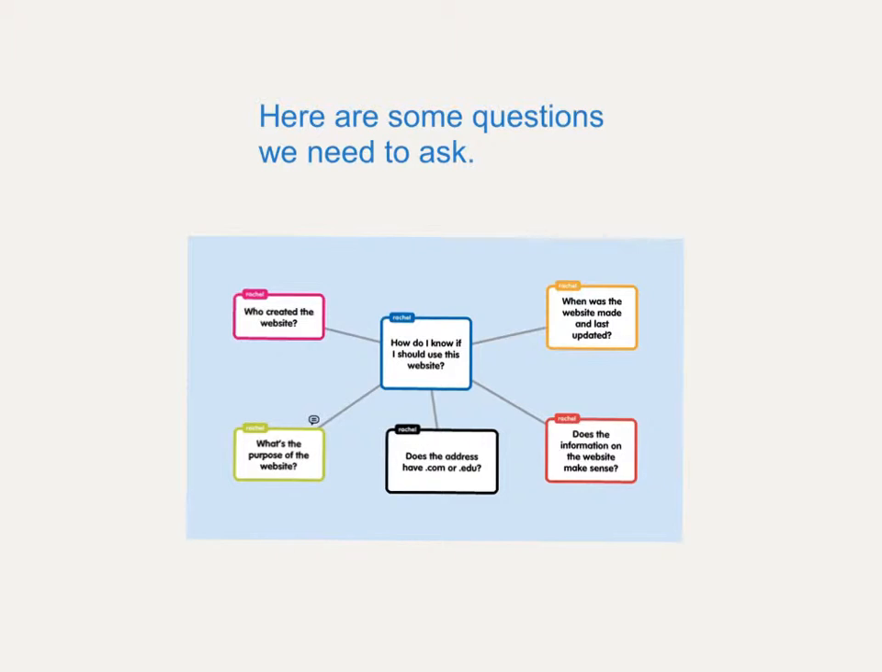The questions we need to ask are: who wrote the website? This may be an author or an organisation. We need to find out more about them. We can do this by clicking on the About Us tab of the website or by checking the author at the bottom of the page. What is the purpose of the site?